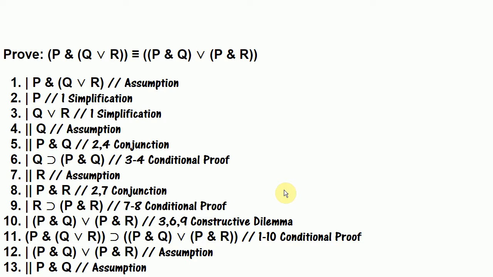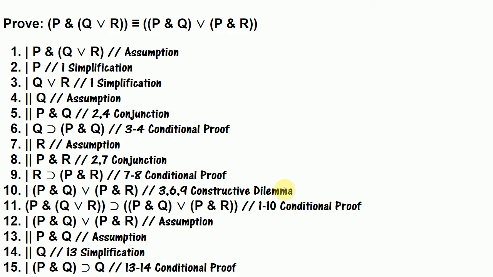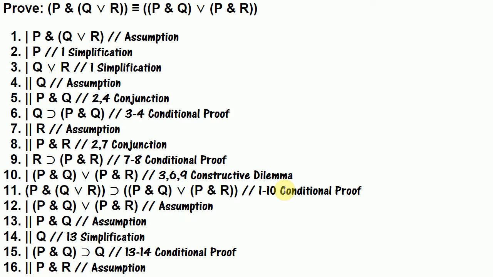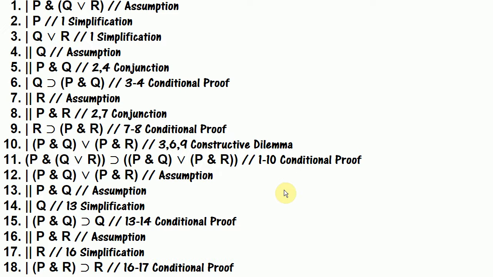So first we assume P and Q, and then we get Q through simplification, and we can close off that conditional proof and get if P and Q, then Q. And now we assume P and R, and we get R through simplification. We close off that conditional proof and we get if P and R, then R.